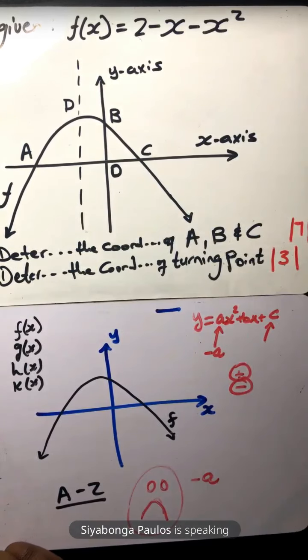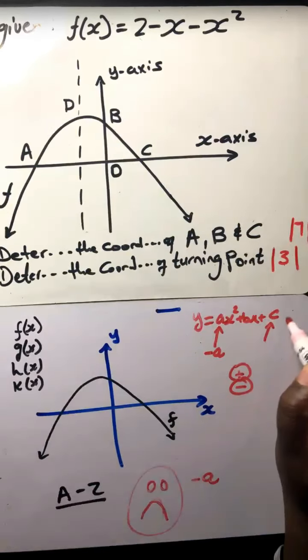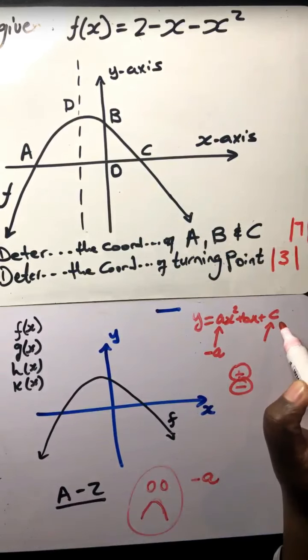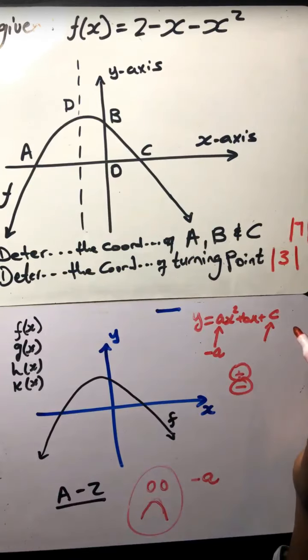Can you repeat the question, please? So the question is, that c value, is it positive or is it negative? If it's positive, why? If it's negative, why? Or how do you see that it is negative, or how do you see that it is positive?